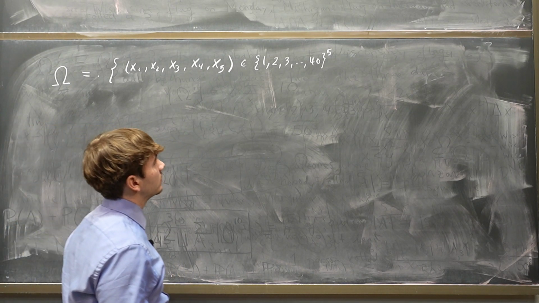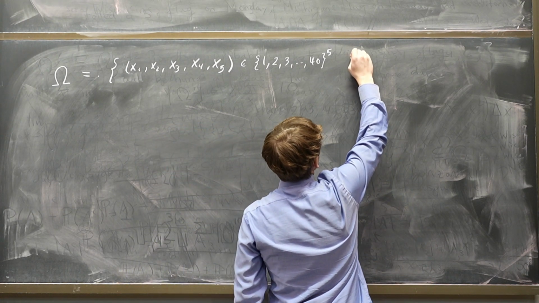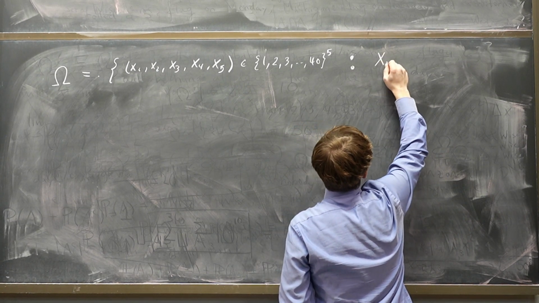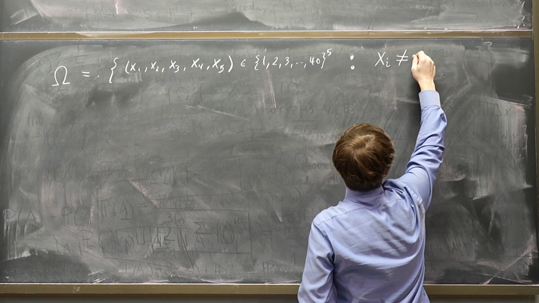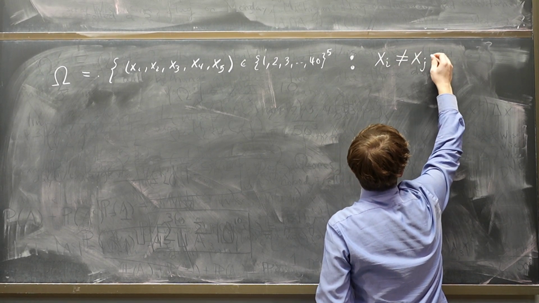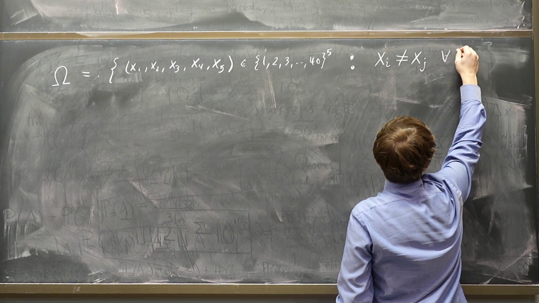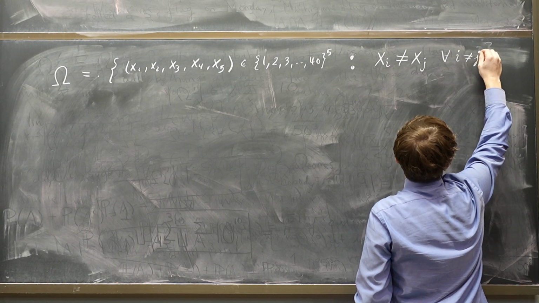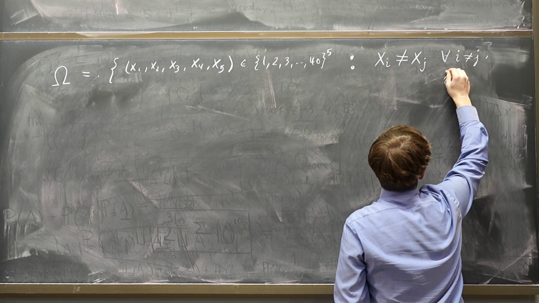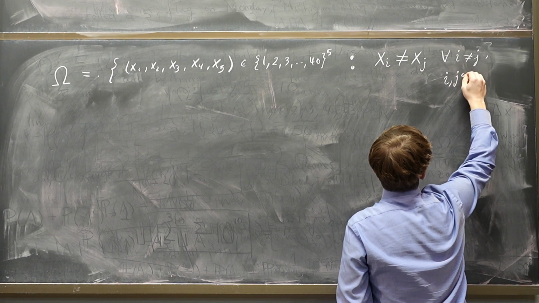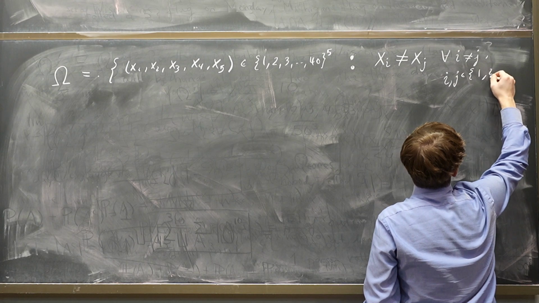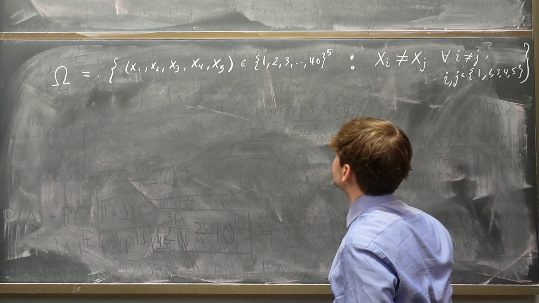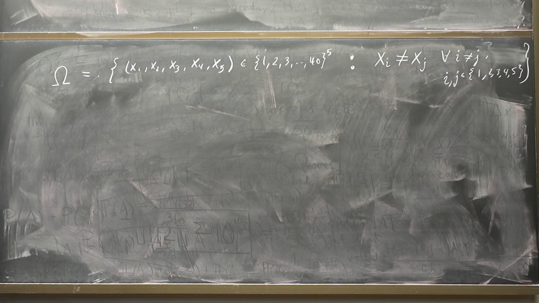And then we want to add the condition such that x_i is not equal to x_j for all i not equal to j, i and j belonging to the index set 1, 2, 3, 4, 5. Okay. So this is just how I would do it on first try.